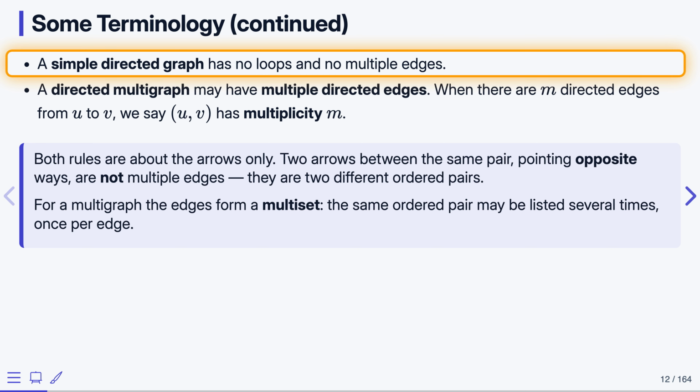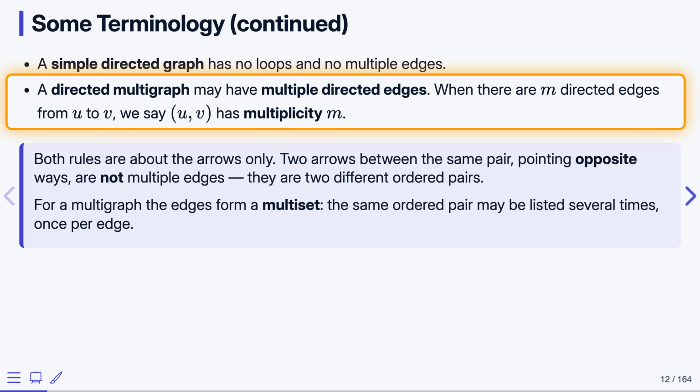Two more kinds of directed graph. A simple directed graph is the plainest. It has no loops and no multiple edges. A directed multigraph is more general. It may have 2 or more arrows from one dot to another. When M arrows run from U to V, we say the pair UV has multiplicity M.